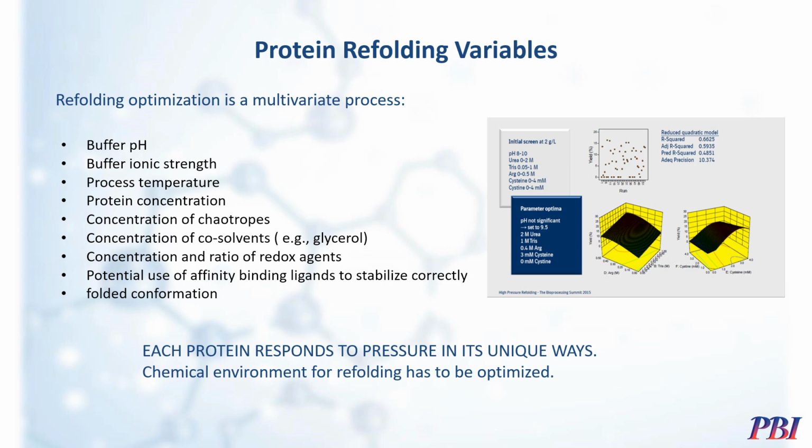Pressure unfolds inclusion bodies very easily. However, protein refolding requires a lot of other parameters to be just right. Optimization of the refolding chemistry requires a series of multivariant screening experiments designed to determine correct pH, ionic strength, temperature, concentration of other reagents, co-solvents, and affinity binding ligands, if applicable.